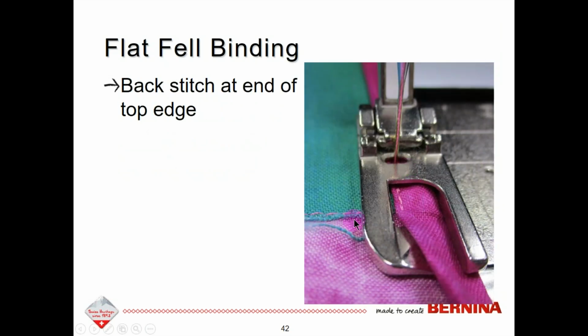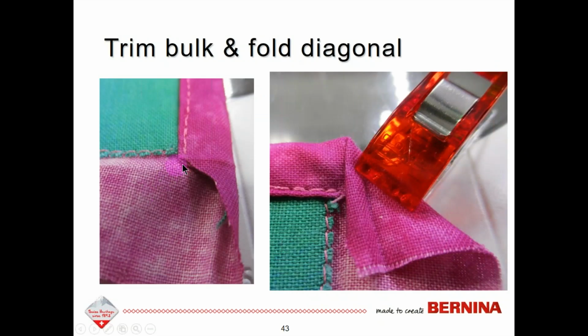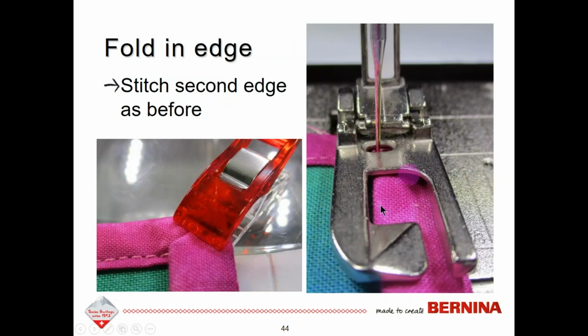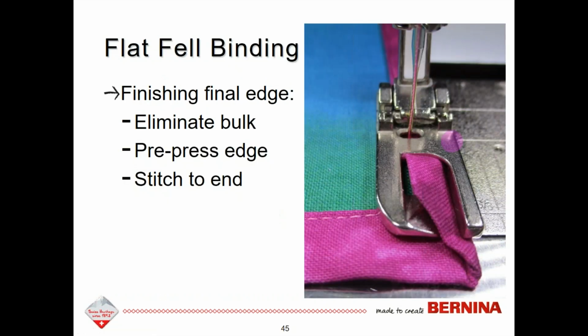Notice how I've stopped here at the edge and I've back stitched, and then I'll take the piece out from under the foot. I'm going to trim the bulk, and then I fold a miter in and fold the edge in and clip it to hold it in place. Set the foot back on at the corner, again stitching for a few stitches, and then sink your needle, bring the binding edge over the top of the foot.